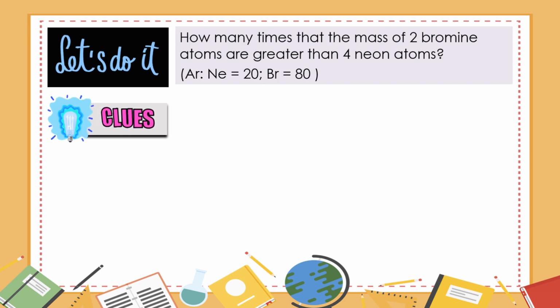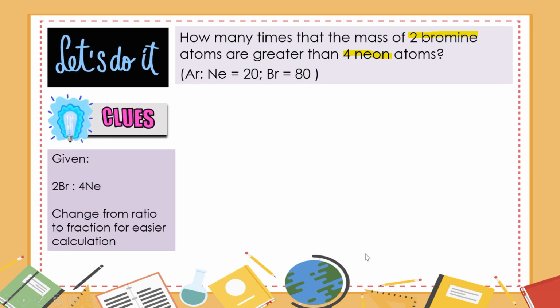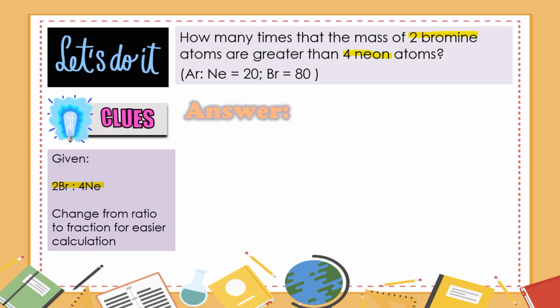Alright, so now we move to the third question. Okay, how many times is the mass of 2 bromine atoms greater than 4 neon atoms? Okay, 2 bromine compared with 4 neon. Okay, and given to you the relative atomic mass of neon is equal to 20 and bromine is equal to 80. So this is the information that we can get from the question in form of ratio. Therefore, you have to change it into fraction for easier calculation.